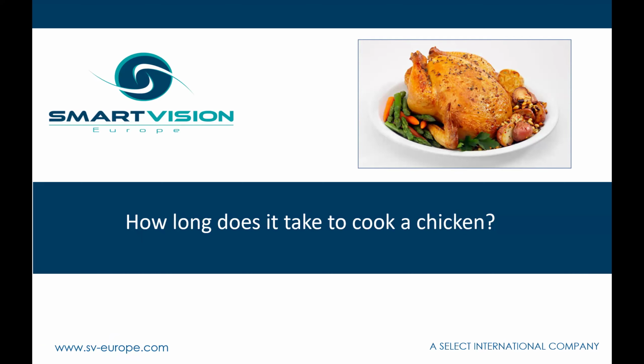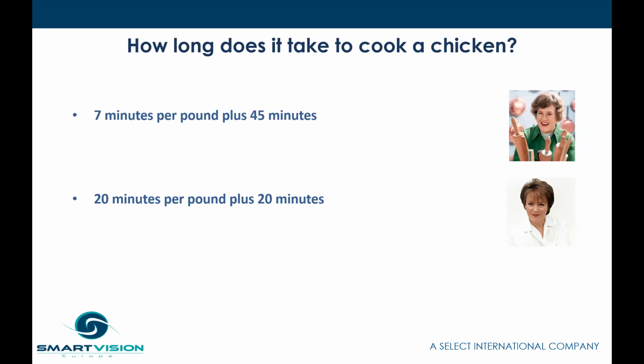And probably the easiest way to explain it is to think of how long it takes to cook a chicken. Depending on whether you're using a recipe from Julia Child or from Delia Smith, there is a little formula you can use. Julia Child says it's based on the weight and it should be 77 minutes per pound plus 45 minutes. Delia says it should be 20 minutes per pound plus 20 minutes in the end. But it doesn't matter, because both of them relate to a formula. And the formula that's shown is the formula for a straight line.